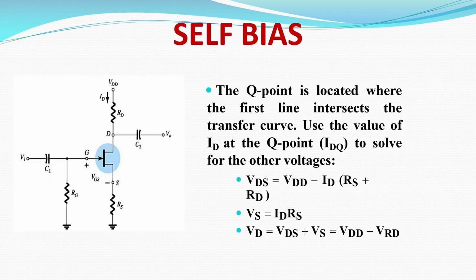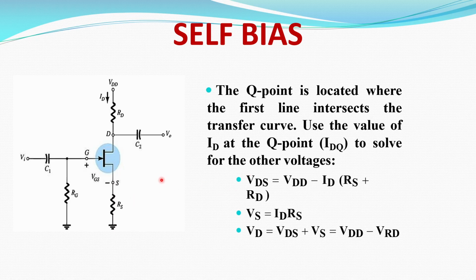And next one, self bias. So in the self bias circuit, we are taking the gate as input and the drain terminal as output, and we are connecting the source resistor, and we are connecting RG in the gate terminal. So we are considering the gate to source voltage, denoted as VGS, and the drain to source voltage is nothing but VDS. So here, by using the ID value, we are plotting the Q point.